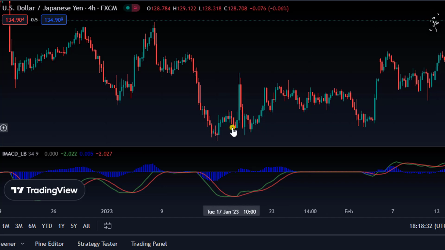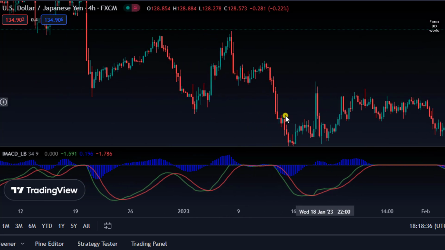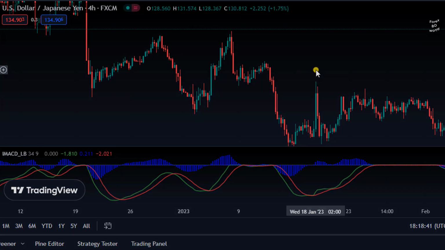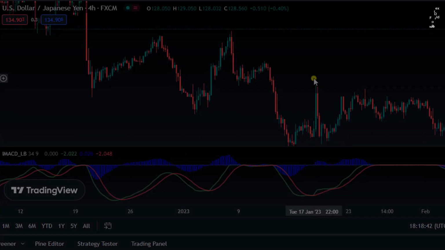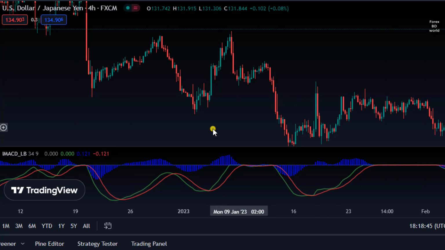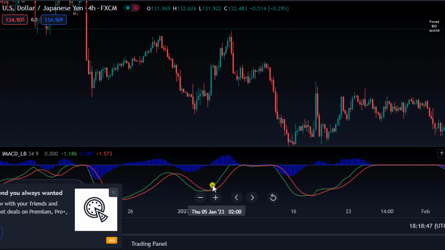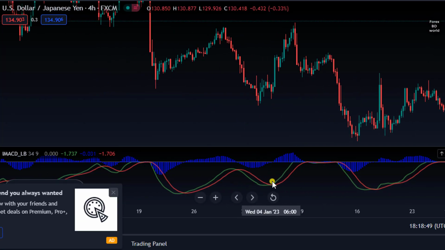We definitely know the signal line and MACD line here. We will take entries following these lines. First, let's discuss how to take a buy entry. In order to take a buy entry, we need these lines to be below the histogram. That is, the signal line and MACD line should be down.